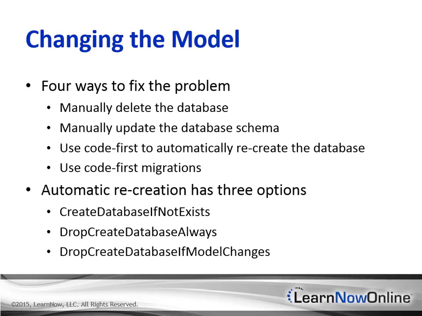And then the third one is drop create database if model changes. So again, it drops and recreates the database if code first detects that the model has changed since the database was created. And this uses that hash that is stored within that table in the database. Okay, again, there's a fourth option for migrations, but that's another topic.